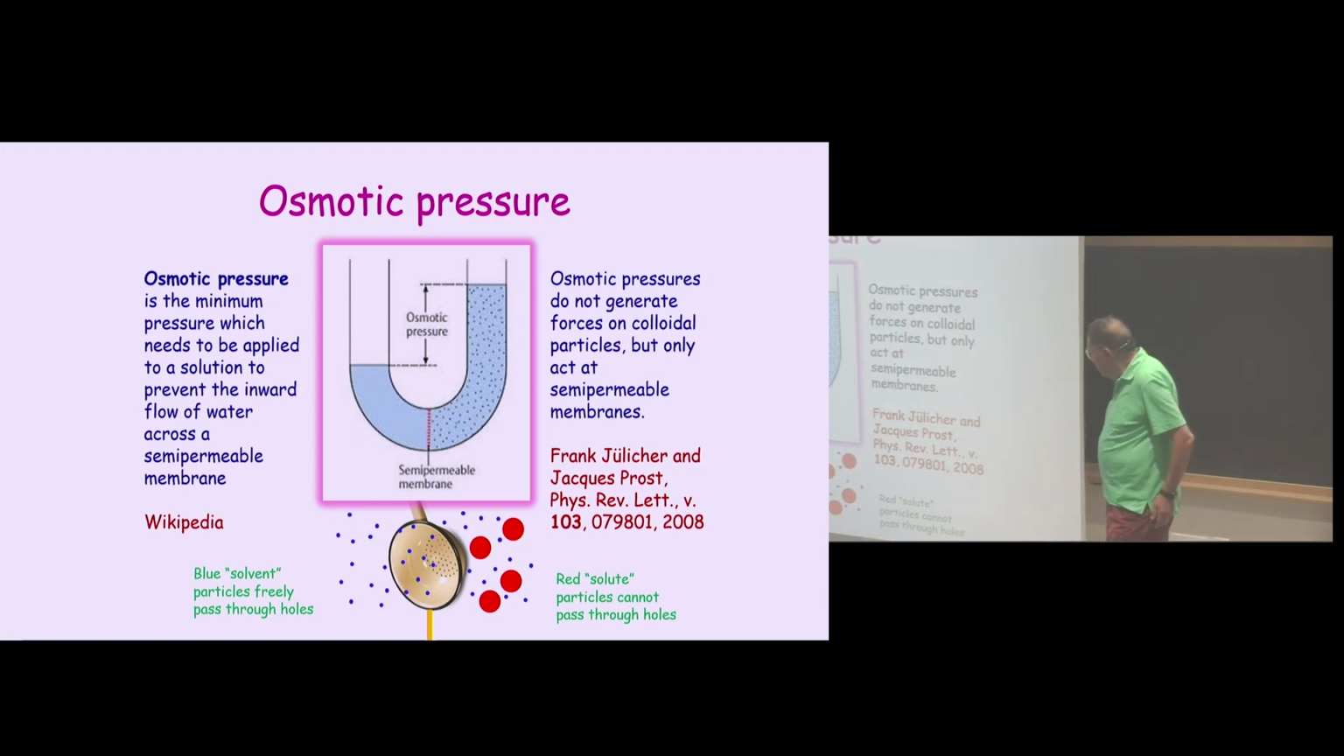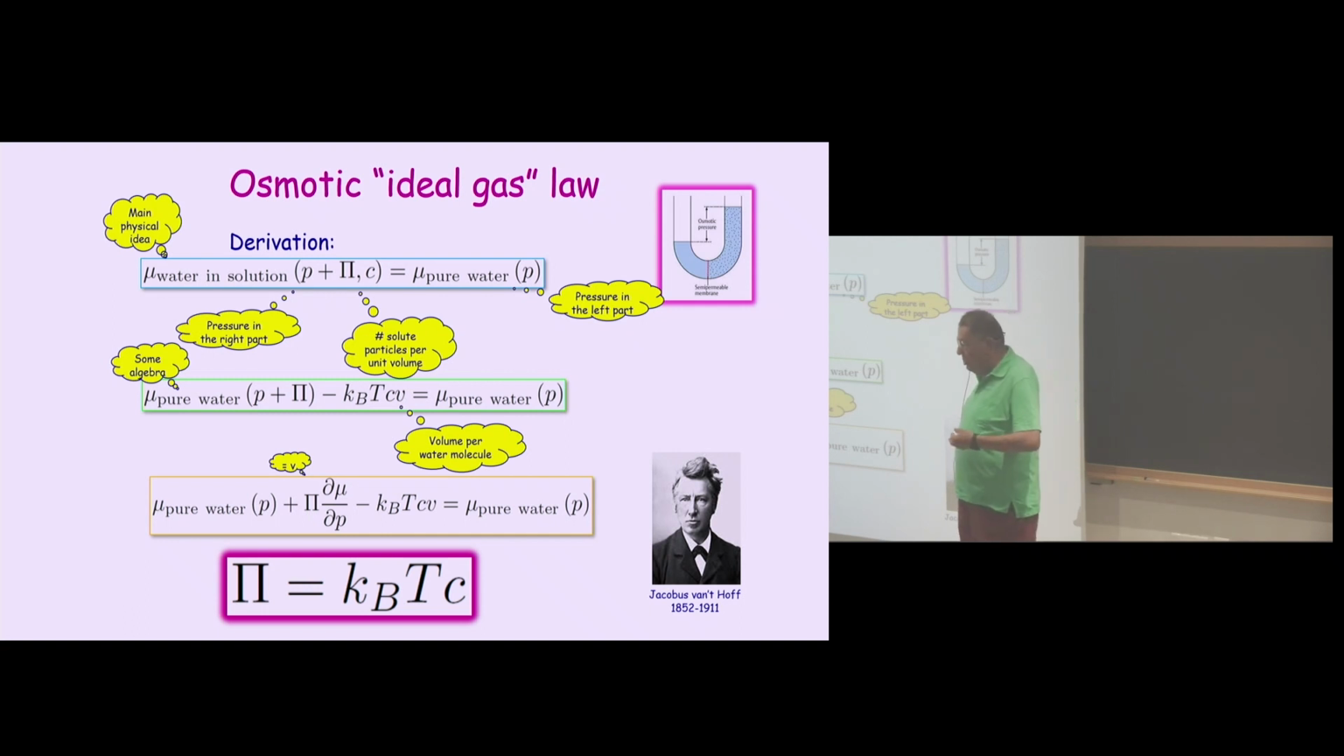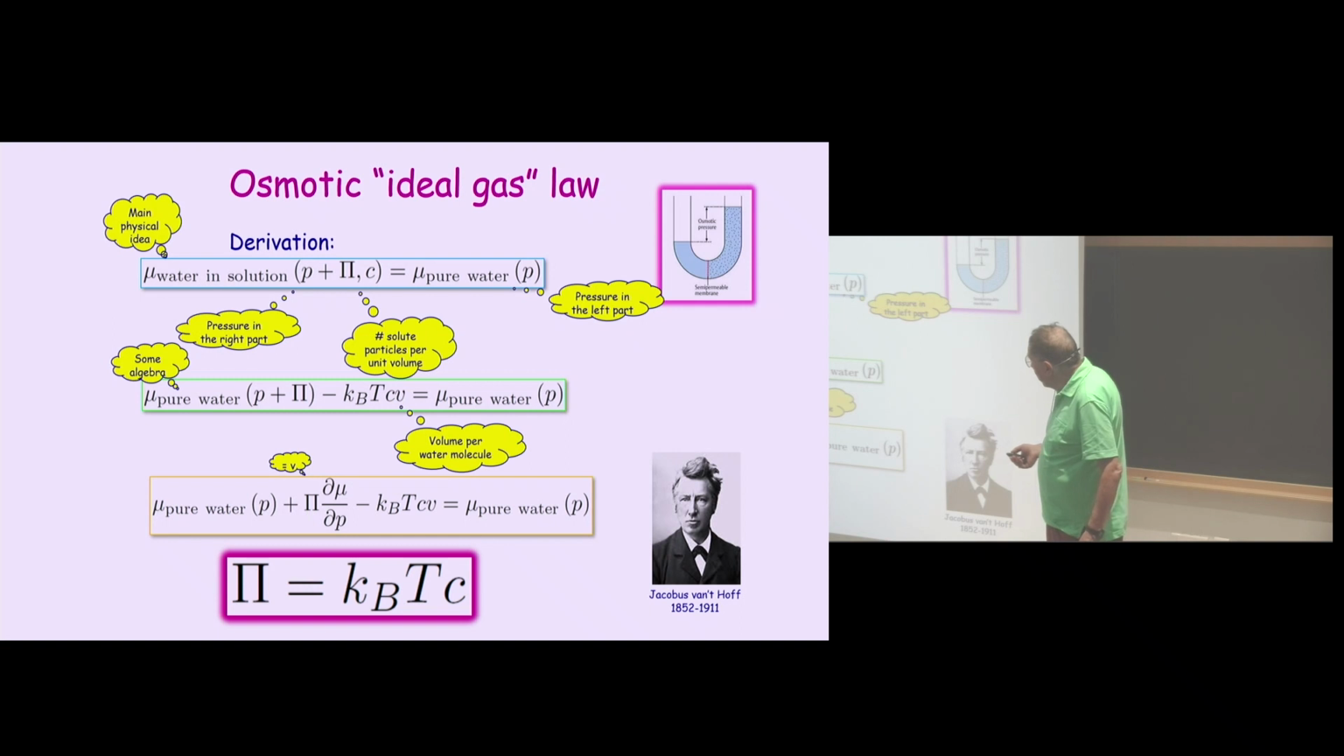Let's be a little more accurate here, and let's derive this ideal gas law. It's important to understand how you derive the ideal gas law in such a situation. So you start from the fact that water goes back and forth through this membrane freely. So the chemical potential of water in solution on this side, it is actually a solution in which water is the dominant component, of course, and there is a small component of these dissolved particles. And chemical potential, as you remember, is a function of pressure and concentration, concentration C of these dissolved particles.